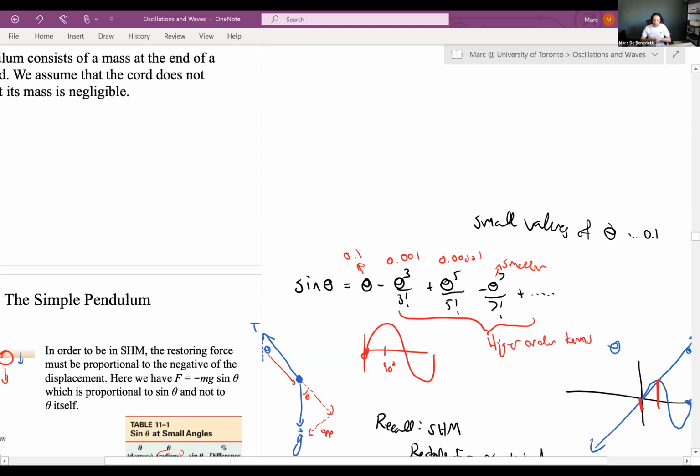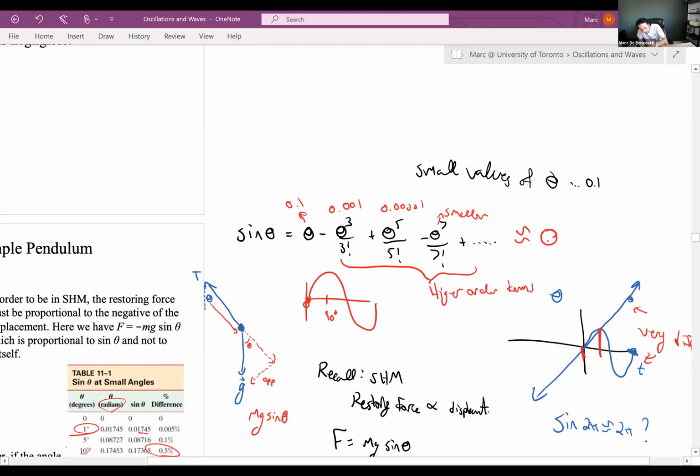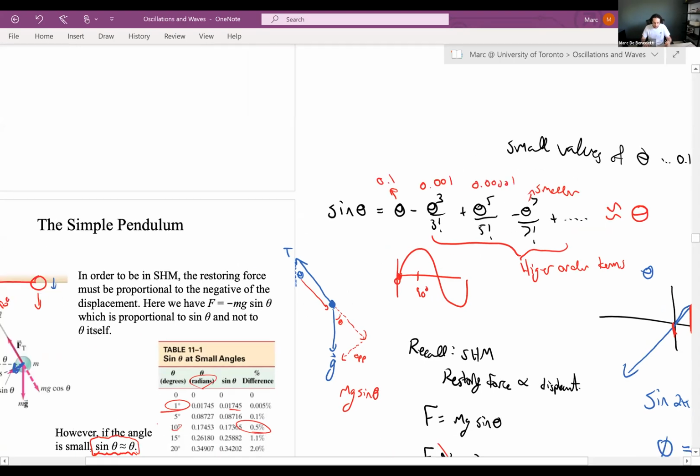For small values of theta, they're the higher order terms. They're called higher order because the degree of cube, the degree of 5, the degree of 7 just gets larger and larger and larger. So for higher order terms, theta gets smaller and smaller and smaller, right? Theta cubed is smaller than theta. Theta to the 5 is smaller than theta. Theta to the 7 is almost 0 compared to theta. So for higher order terms, we actually say this just approximates the first term, theta. So that's where the approximation sine theta equals theta comes from.